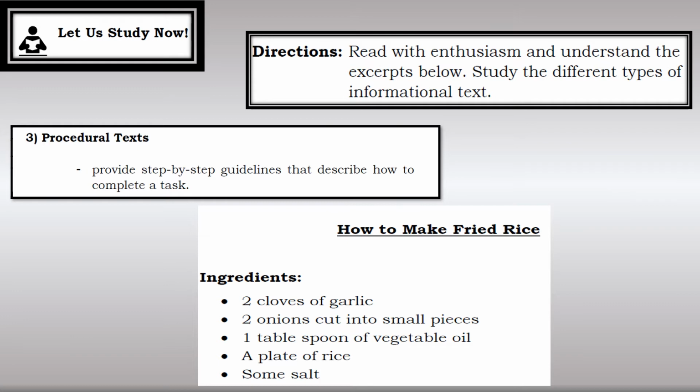So, example of this is how to make a fried rice. Yung mga menu, yung mga recipe, kung paano gawin, that is an example of procedural text. Example, ingredients, 2 cloves of garlic. Yun ang mga ingredients. So, sabihin yan, una ay isasalang mo ang ganito, pangalawa, isusunod mo siya. That is what we call procedural text in English.